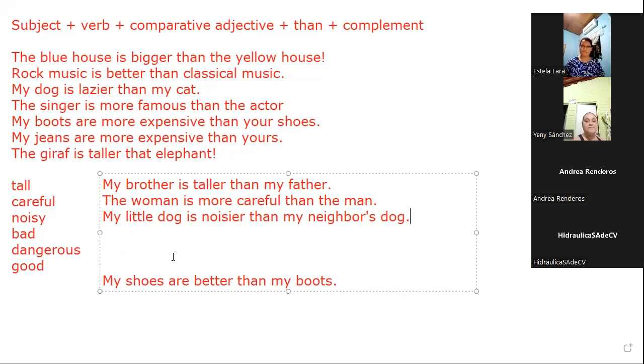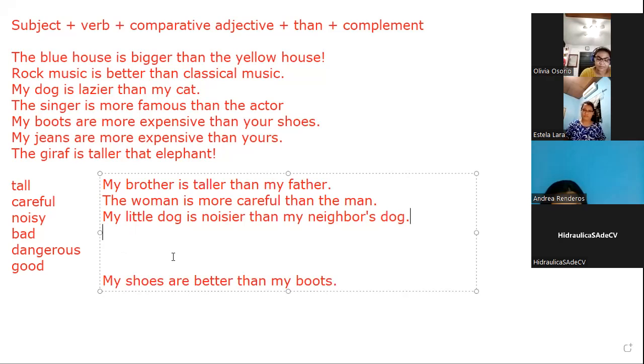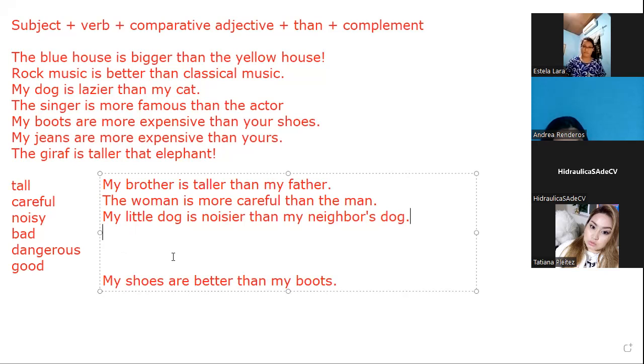Now I need bad. Teacher, disculpe, me tengo que desconectar porque tengo que ir a... Está bien, tranquila. Solo terminamos esto. Okay. Terminamos. Bad. This man is worse than criminal. Than the criminal. Okay, very good.